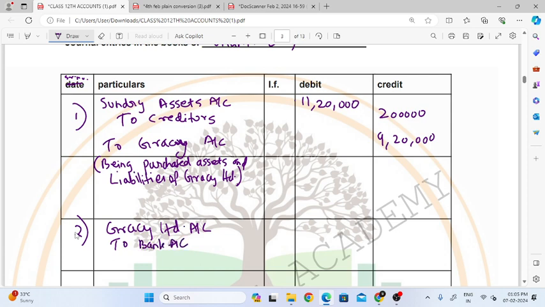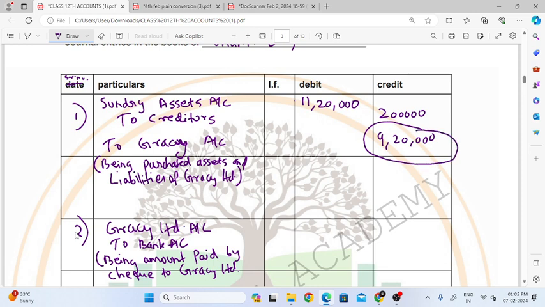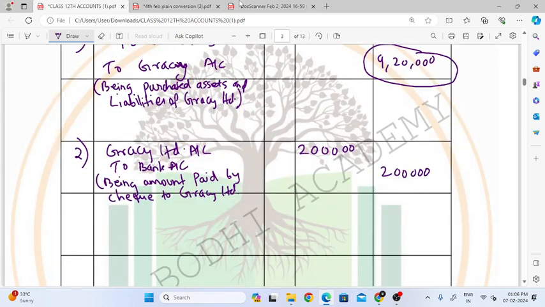So how we'll get this? Being amount paid by check to Gracie Limited. So 9 lakh 20. Okay, how much we have paid? 2 lakh. Okay, then the third one.